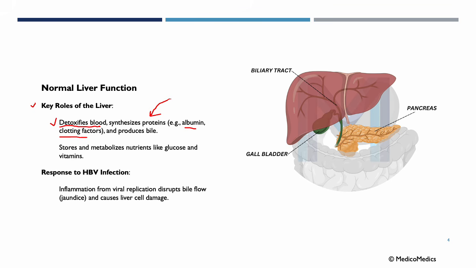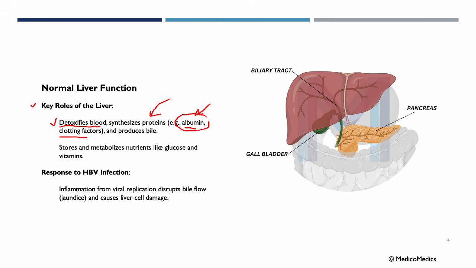So the liver produces albumin, which helps maintain the oncotic pressure of blood, essentially to prevent fluid leakage from our blood vessels. And albumin also helps transport hormones, drugs, and fatty acids around. So albumin is a very important protein that we have, produced by our liver.